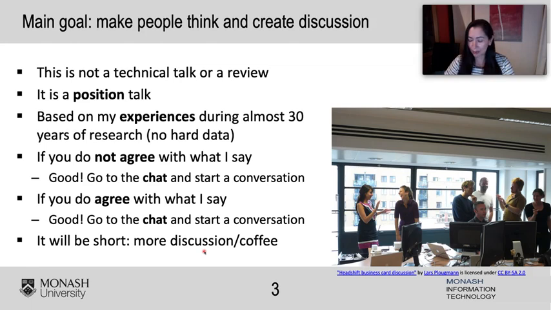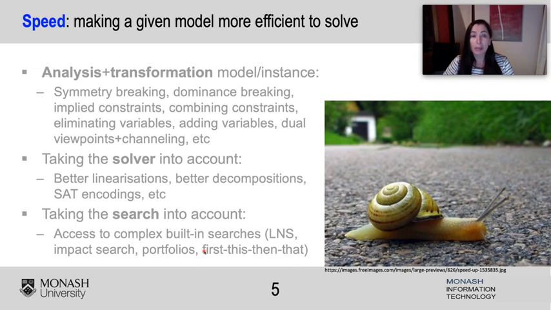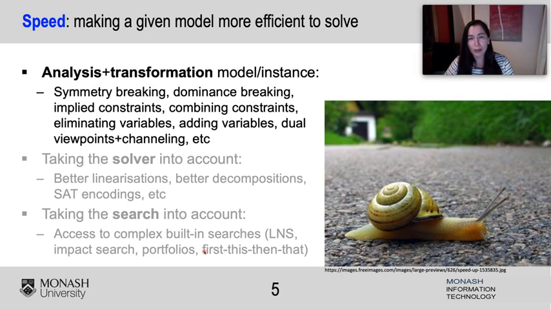Okay, so three main themes in model reformulation as I see it. The first main theme, speed. Basically making a given model more efficient to solve. And one of the most common ways of going about it is analysis and transformation of either the model, so just the definition without the data, or the model plus the data that creates the instance. And as we know, there's lots of different ways of doing this.